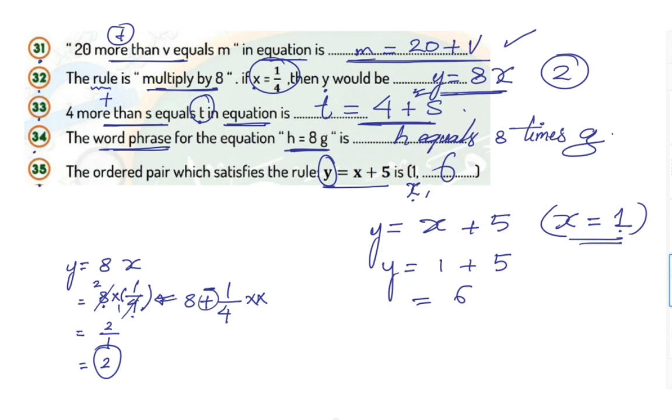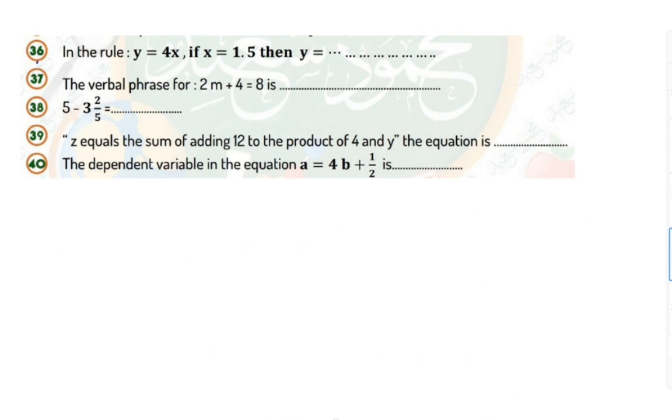Let's go to the next part of the complete question. Point 36. The rule y equals 4x. If x equals 1.5, then y equals what? I have the equation and the value of x. I need to substitute the value of x into the equation and find the value of y. So y will equal 4 times x, x equals 1.5, so 4 times 1.5.